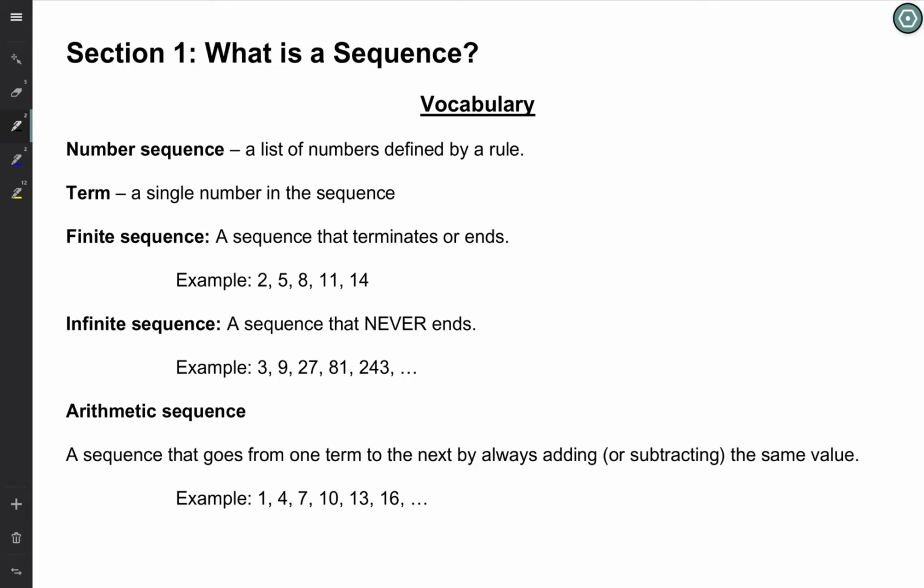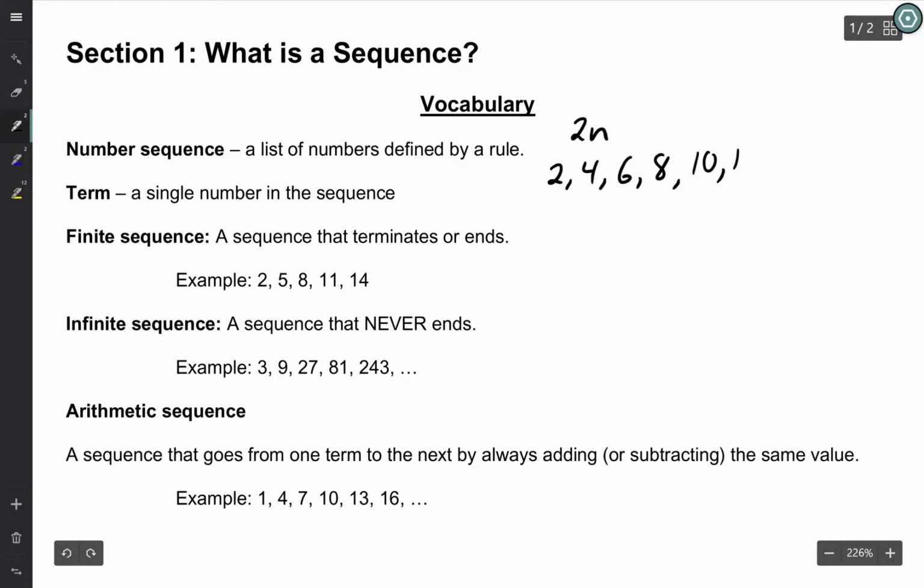So a number sequence is a list of numbers defined by a rule. So if I tell you that a list of numbers is defined by the rule 2n, then my list of numbers would be 2, 4, 6, 8, 10, 12, well, it's just going to keep going.